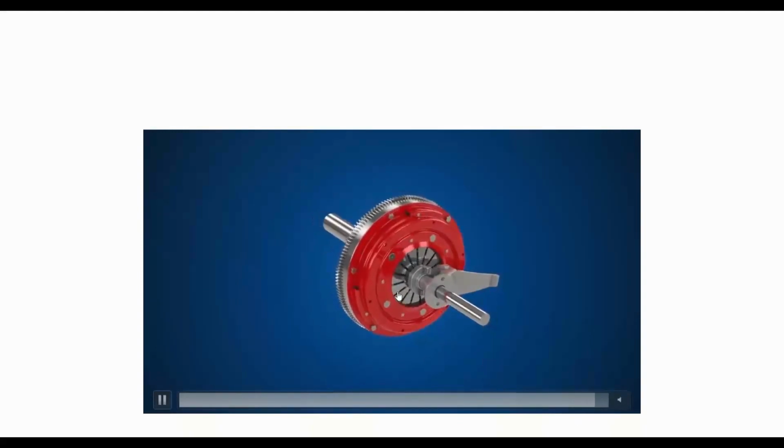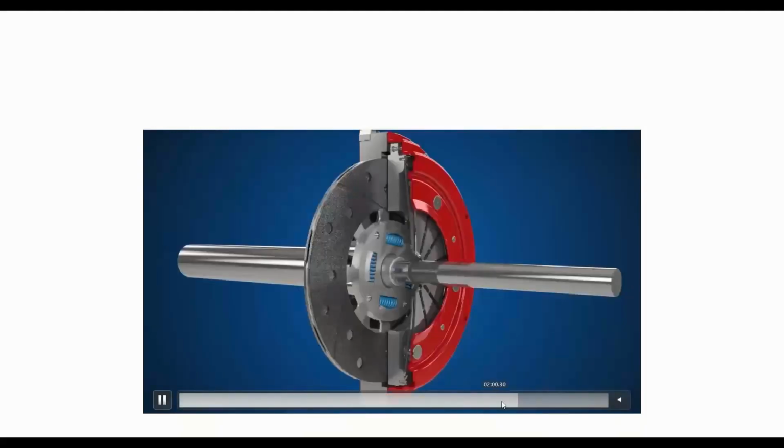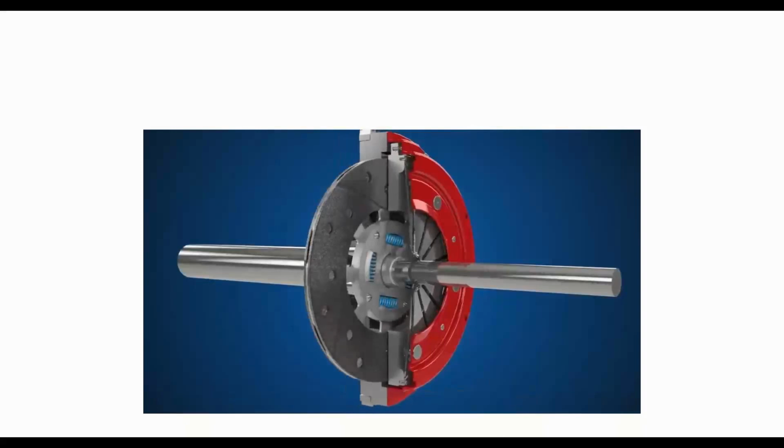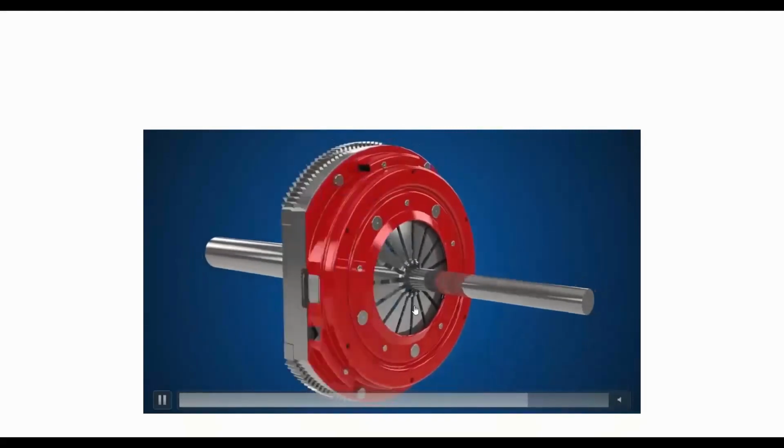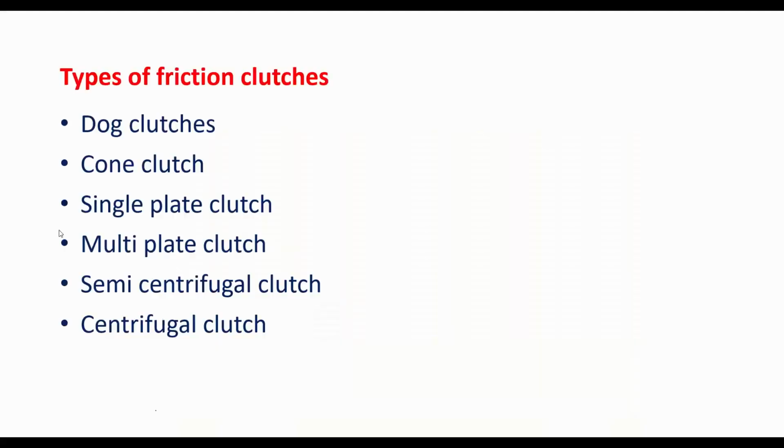This is the diaphragm. You can see the arrow there. This is the diaphragm. You can see how, when the clutch is pressed, the diaphragm will move inward. The clutch plate will move outward. So this will give you an idea of how a clutch works and what is the principle of operation of clutches. So next we'll go ahead with different types of clutches.